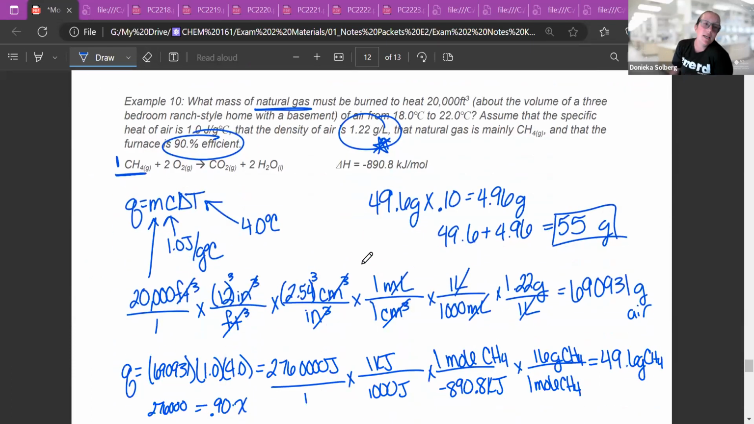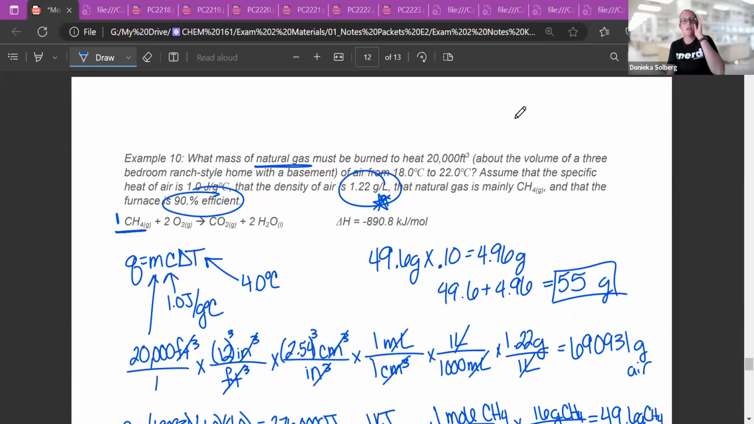Example number 10: what mass of natural gas, that's methane, must be burned to heat 20,000 cubic feet, about the volume of a 3-bedroom ranch style home with a basement? That's a lot of air. From 18 to 22 degrees Celsius. So how much gas do I have to burn to actually heat up my house? That's what I'm wondering. 4 degrees, that's it.